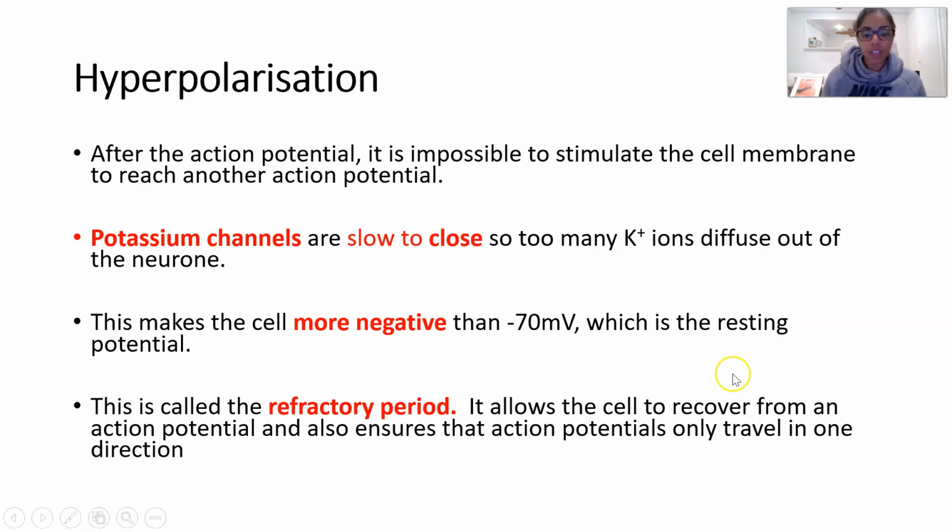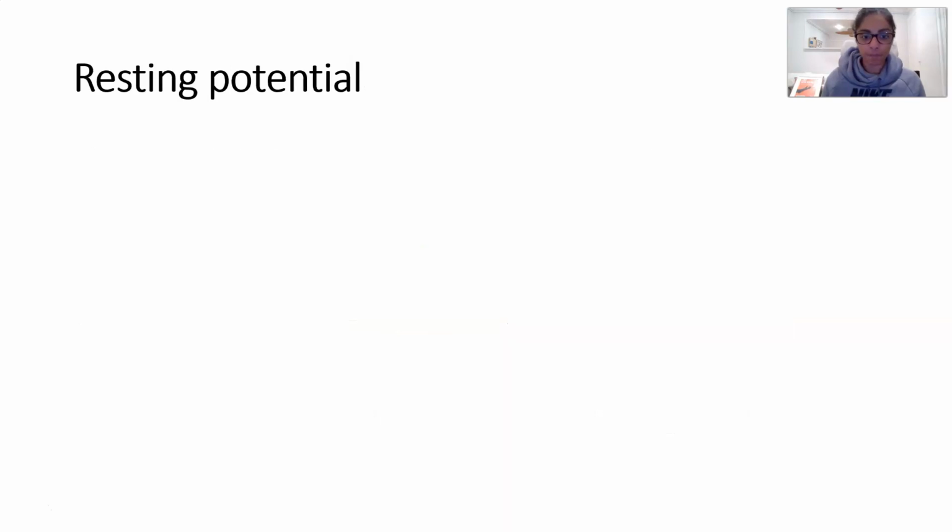While the action of the nerve is being adjusted, this is called the refractory period, and this allows the cell to recover so that an action potential can only happen in one direction. So we don't get action potentials going back towards the cell body.